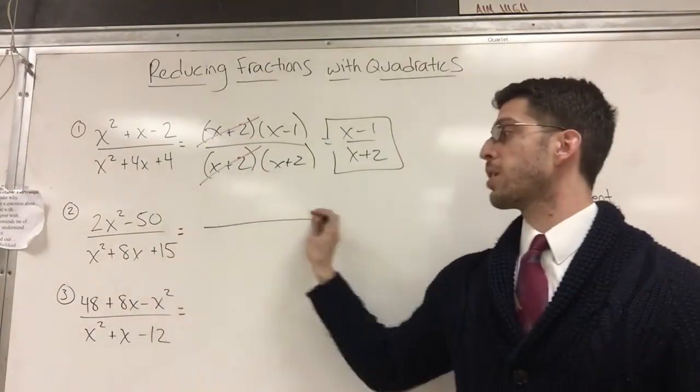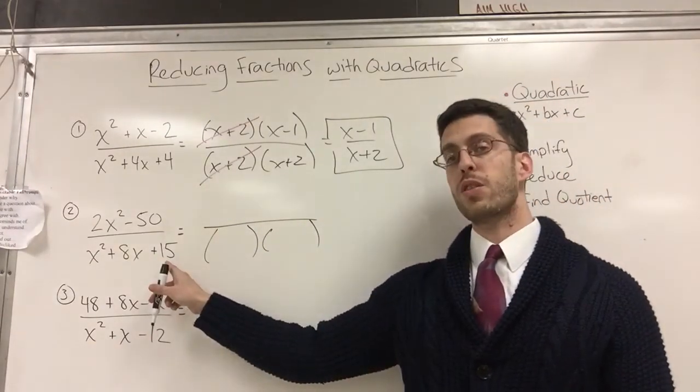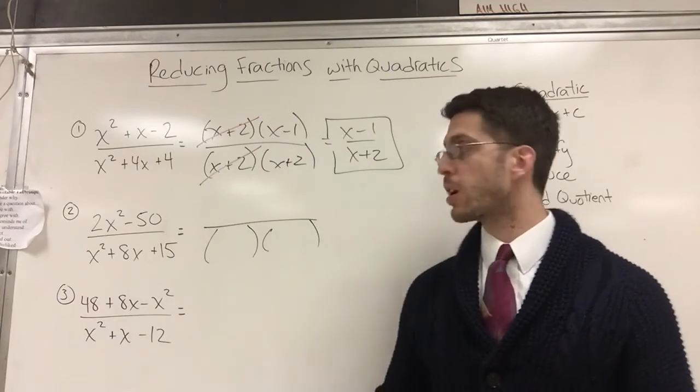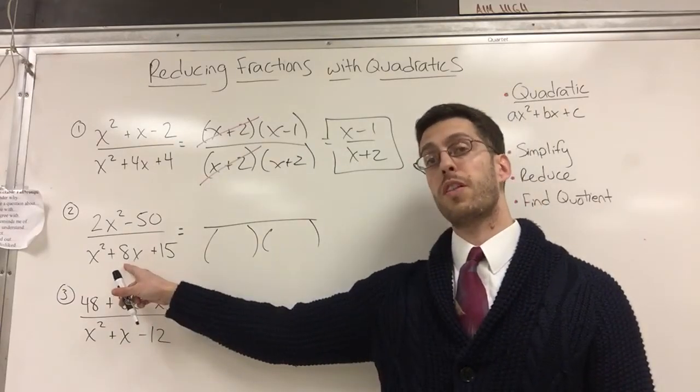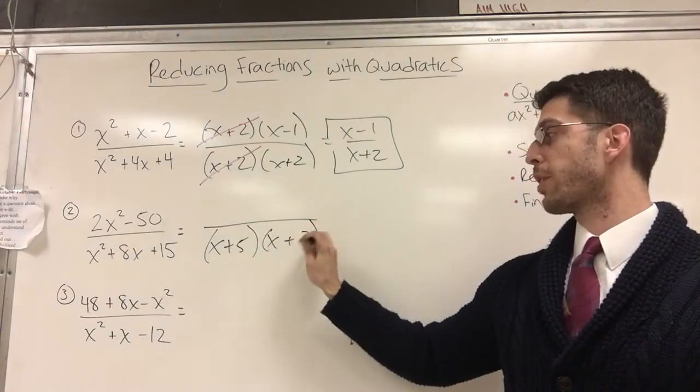I'm going to do this one. Let's start with the bottom one because you're expecting it. All right? My factors of 15 are 15 and 1 or 5 and 3. Which one do I use? 5 and 3 because 5 plus 3 is 8. So this is x plus 5 and x plus 3.